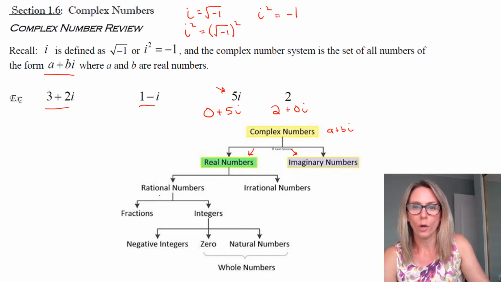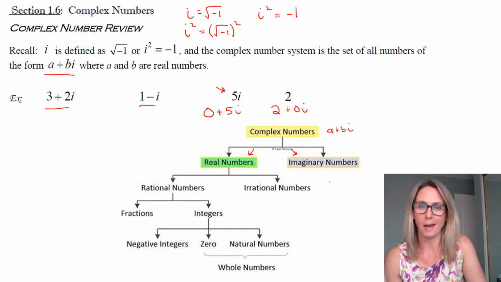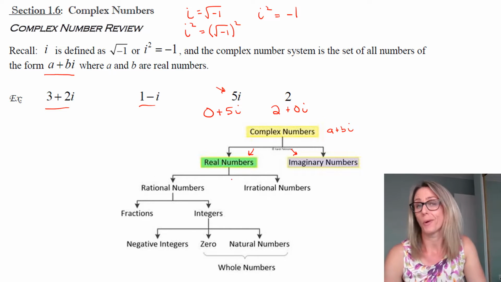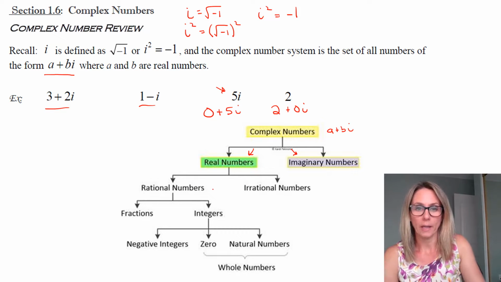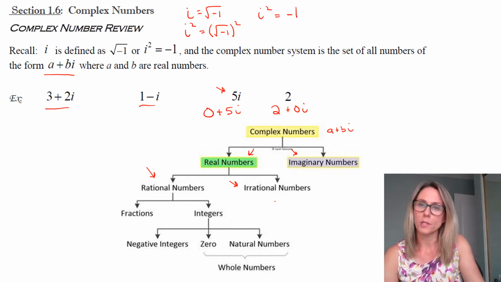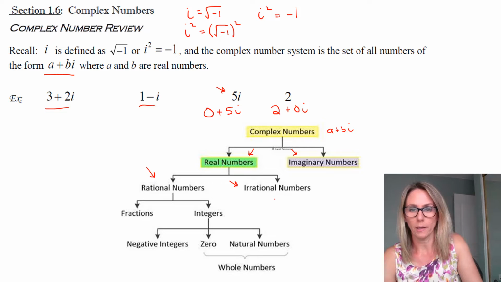Okay, so imaginary numbers are anything with that i. Our real numbers can be broken down even more. Real numbers take on two forms, either rational or irrational. Irrational numbers are things like pi. So the number pi is irrational.